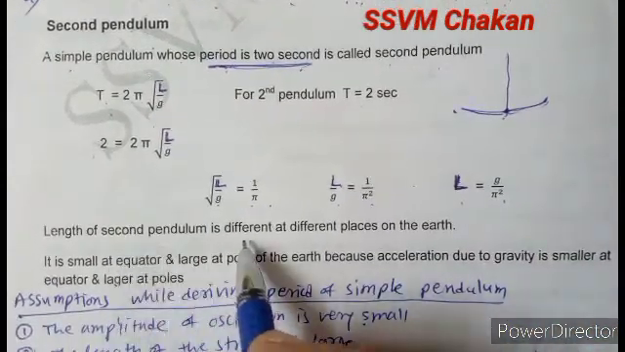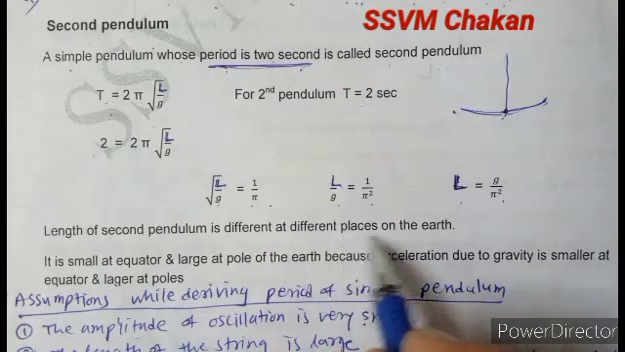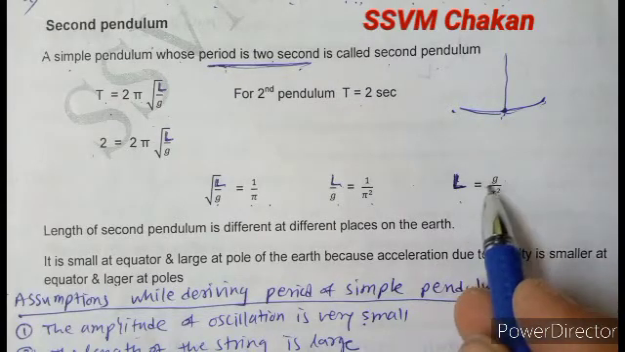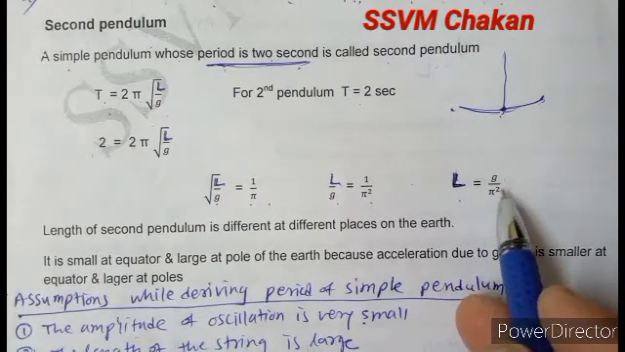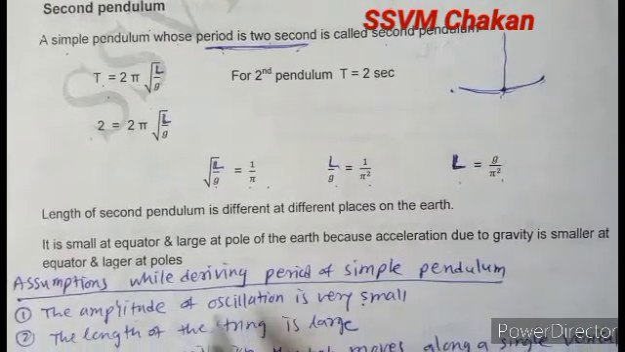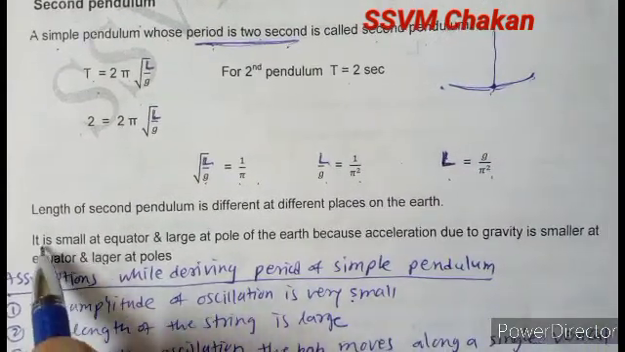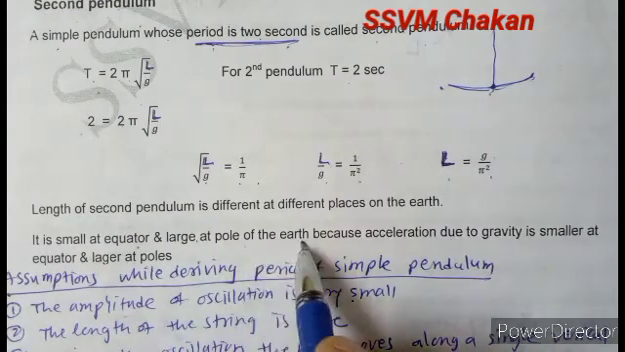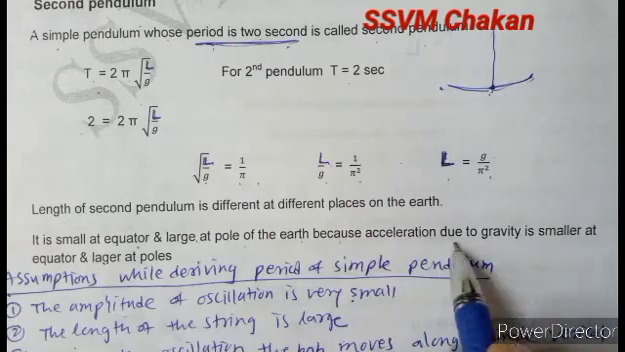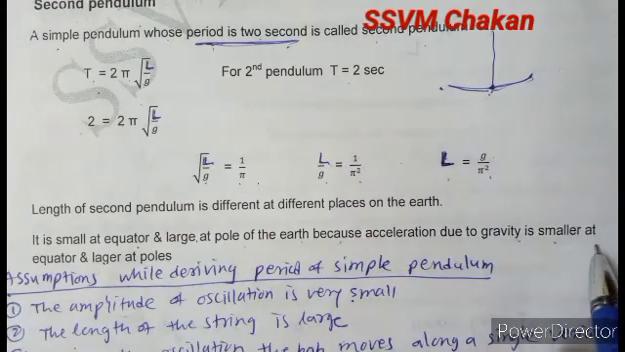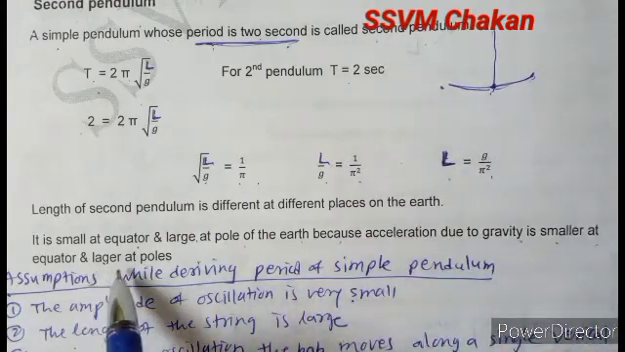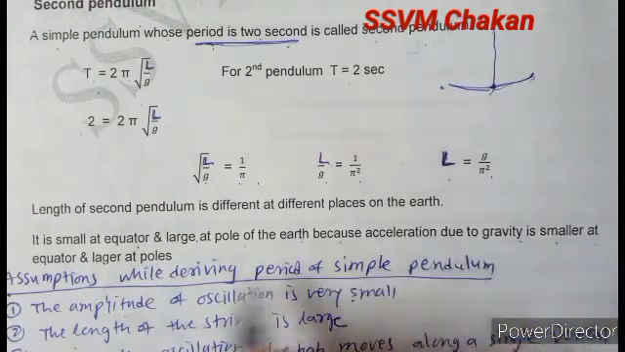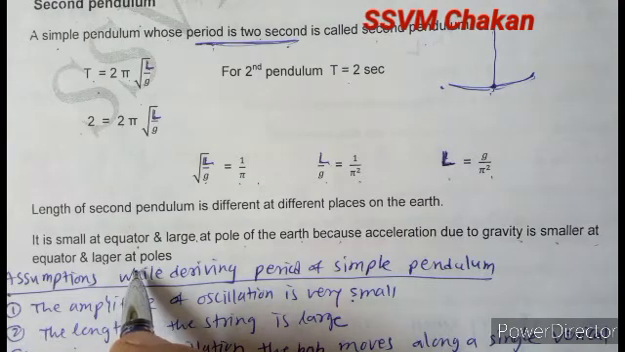Length of second pendulum is different at different places of earth, because at a different place the value of g is different, that you have studied in 11th standard. So it is smaller at equator and larger at a pole of earth, because acceleration due to gravity is smaller at equator and larger at a pole. So g at equator is small and g at pole is large.